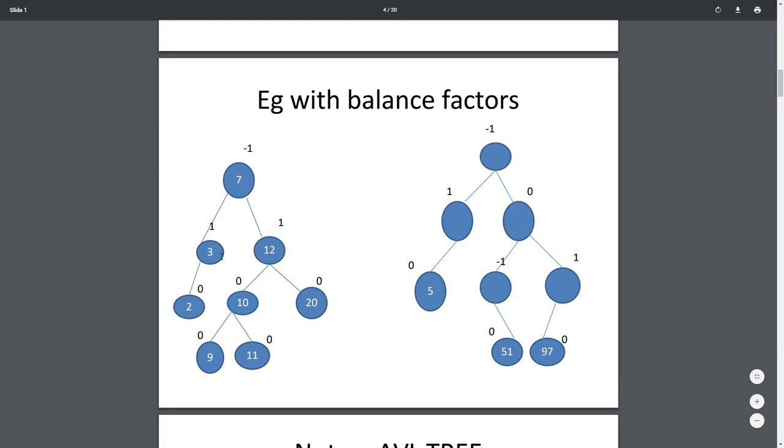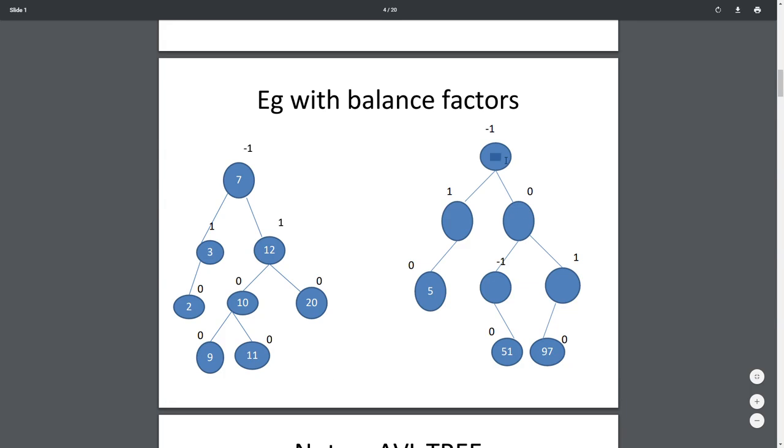Now balance factor of 3 is 1 minus 0, equal to 1. Balance factor of 12: height of left is 1, 2 and height of right is 1. So 2 minus 1, that is 1. For 10, 1 minus 1, that is 0. For 20, 0 minus 0. In the same way 9, 0; 11, 0; and 2, 0. Balance factor of a leaf node is always 0.